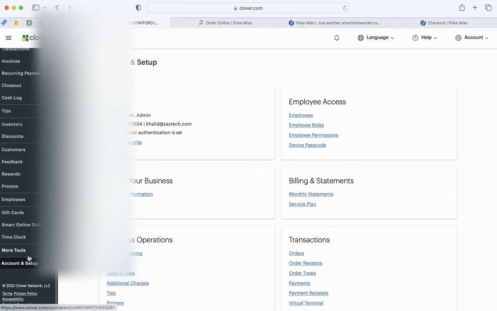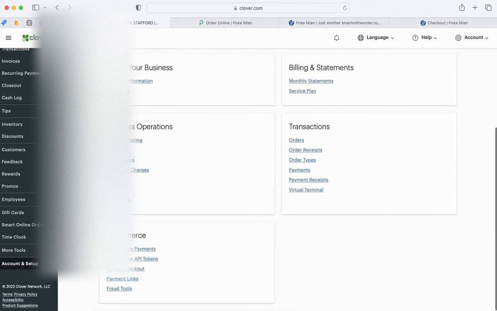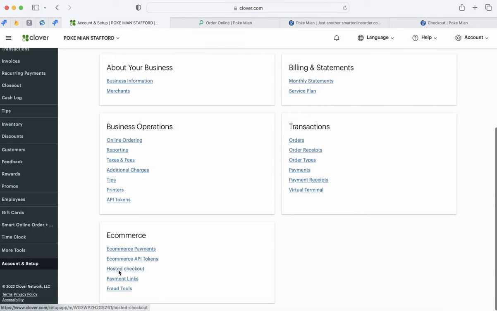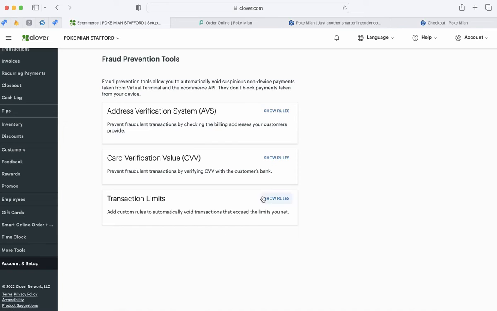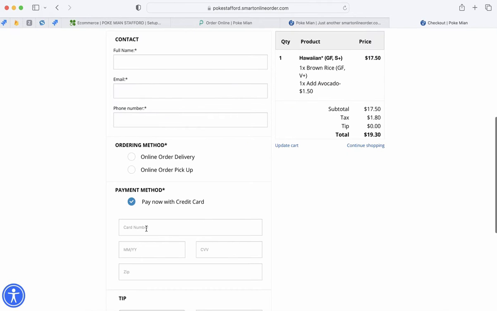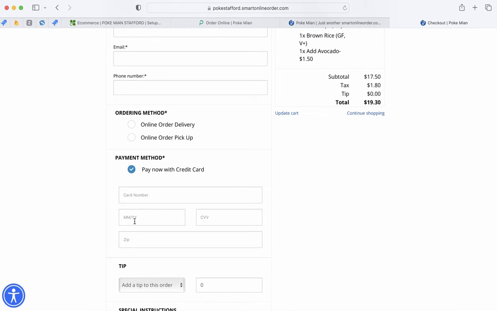Okay, I'm going to go to this location because I want to show you in real time what I'm doing here. Fraud tools. Right now on the checkout page, it's asking me for credit card number, month, year, CVV, and zip code. That's all it's asking me, right? As long as these things match up, the bank approves the credit card. That's what the bank usually looks for in transactions.